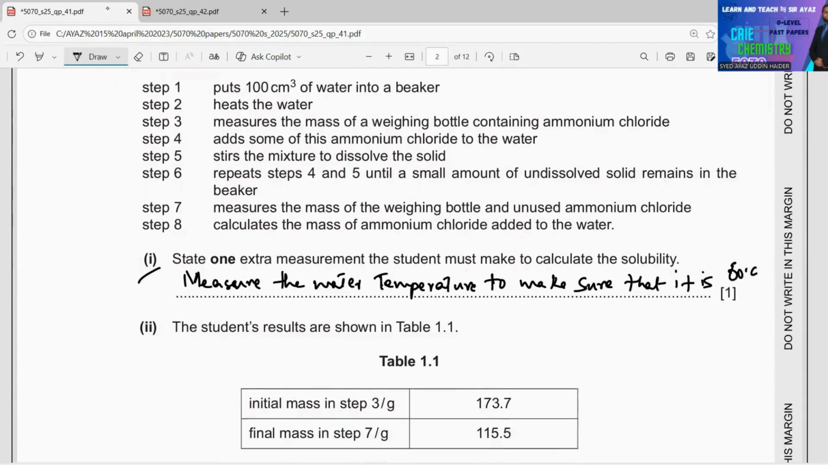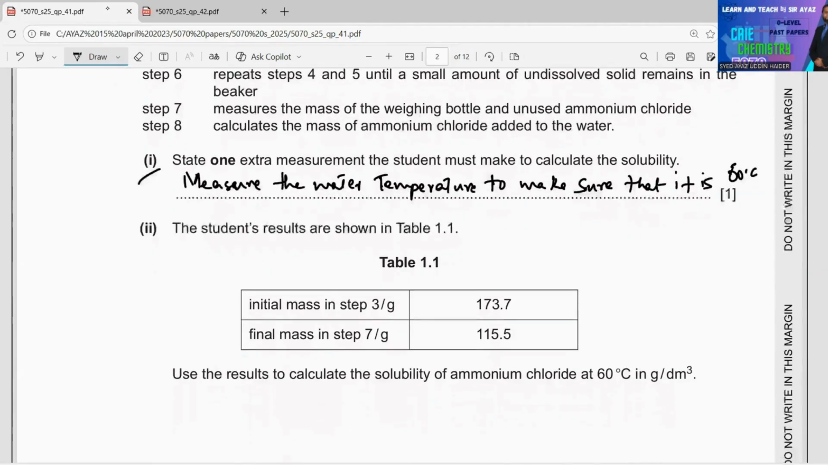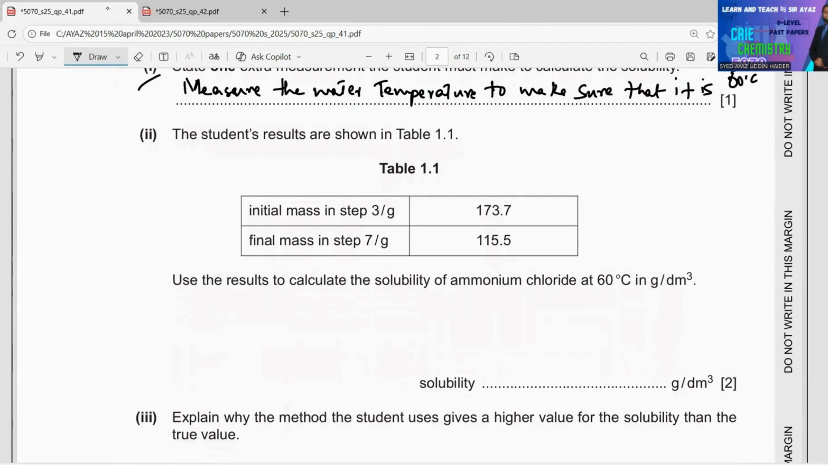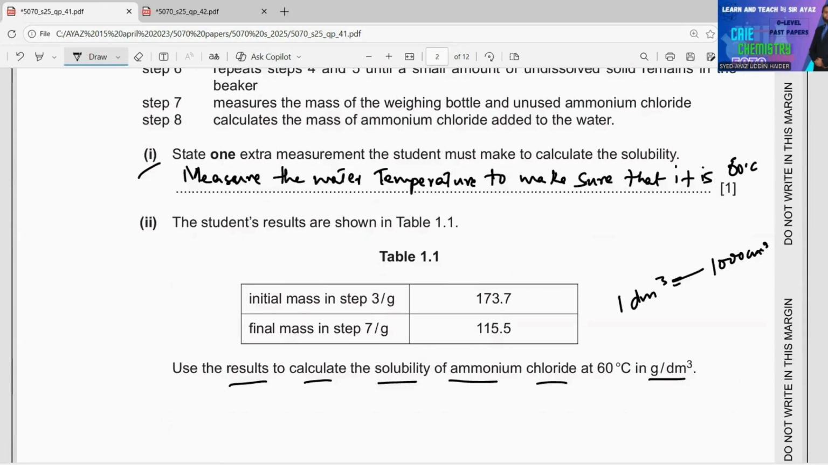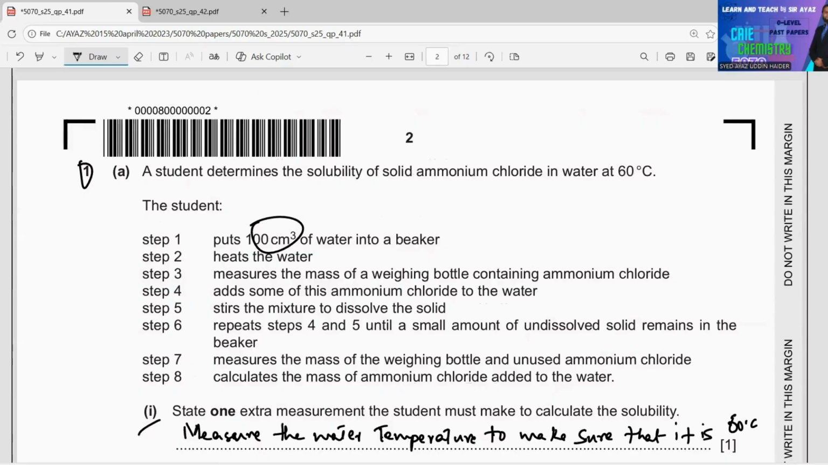Number 2, the student's results are shown in table 1.1. So we have initial mass and final mass. Use the results to calculate the solubility of ammonium chloride at 60 degrees centigrade in gram per dm cube. Now they are asking us to calculate the dissolved mass in gram per decimeter cube. You know that 1 decimeter cube is equal to 1000 centimeter cube, and the mass they have dissolved is in 100 centimeter cube of water.